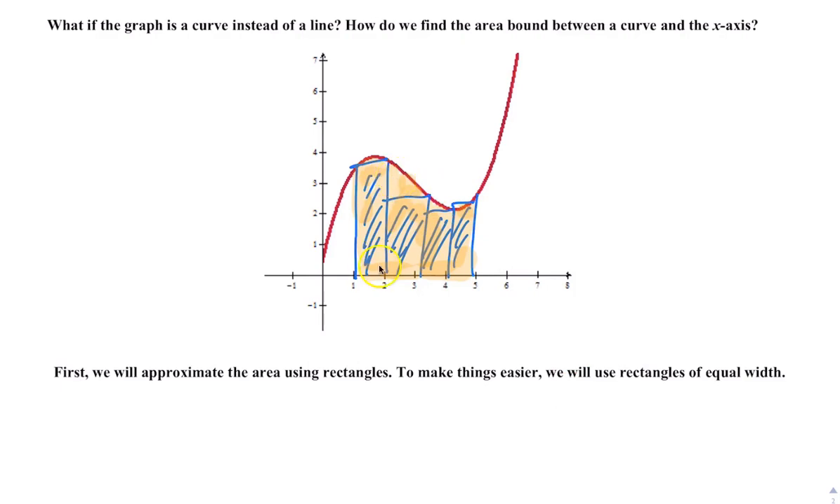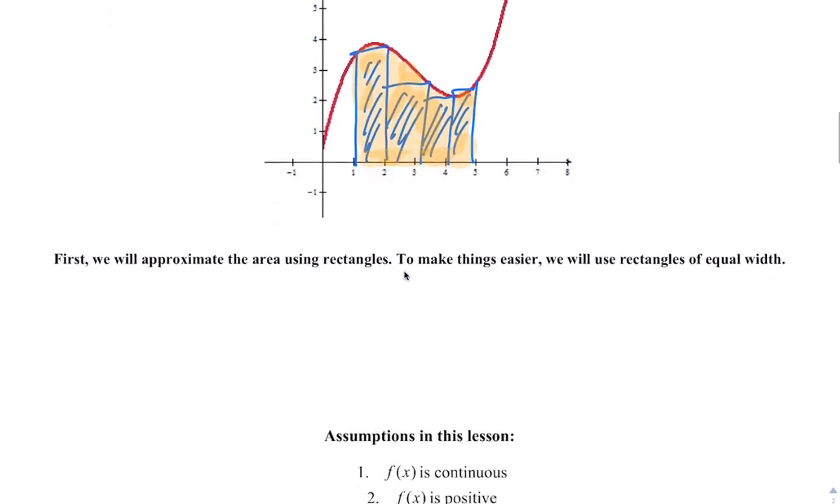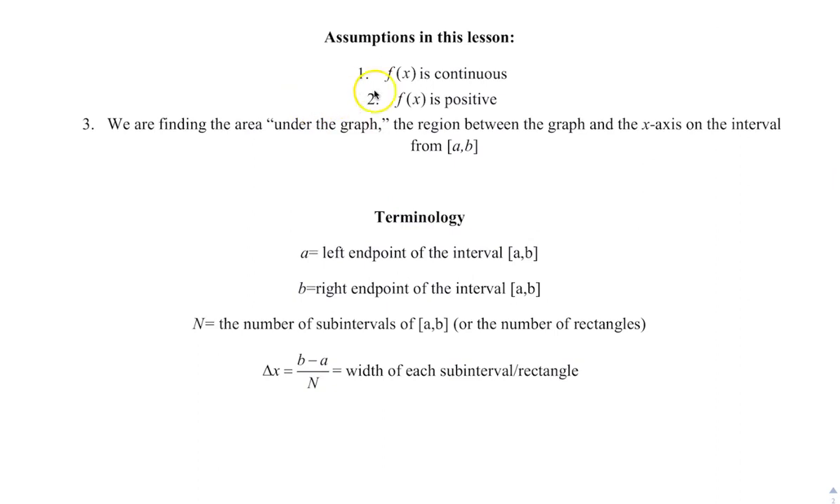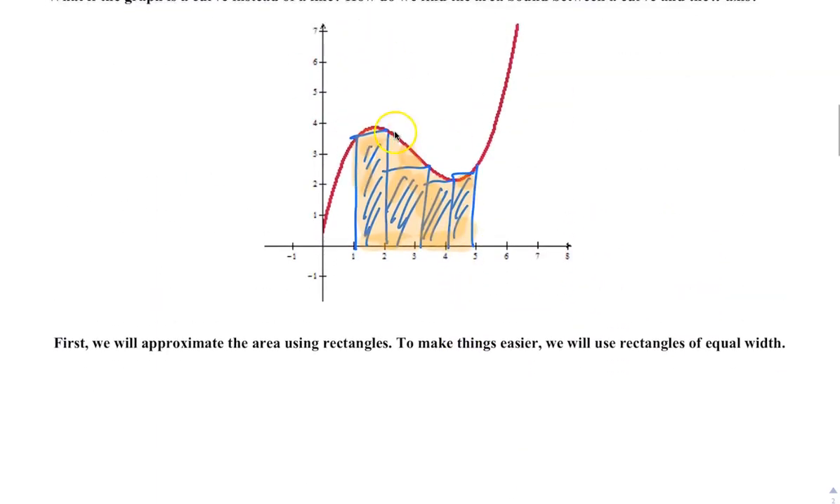But that's going to be the idea. We're going to use rectangles to give a general idea of the area underneath the curve. To do this, we have to assume a couple things. First assumption, f(x) is continuous. Second, f(x) is positive. We are finding the area under the graph, the region between the graph and the x-axis on the interval from a to b. So like I showed up here, it's going to be a continuous function, it's going to be a positive function, and we're finding the area between the curve and the x-axis.